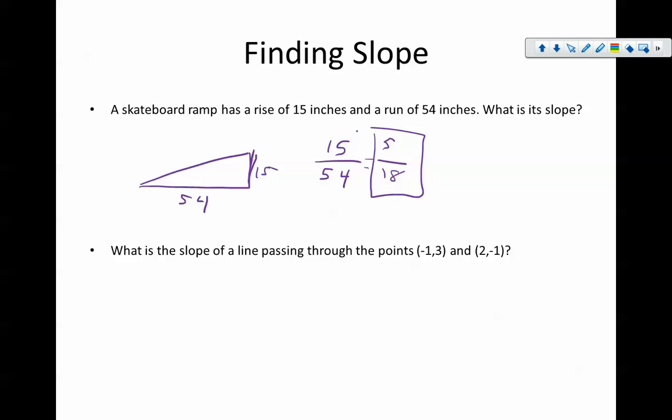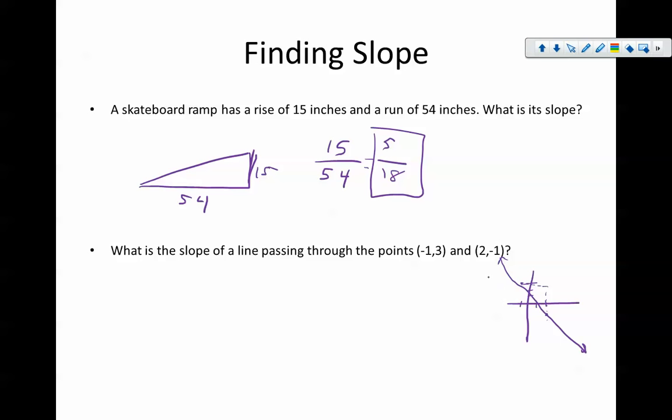We can also do slope out of context. What is the slope of a line passing through the points (-1, 3) and (2, -1)? We can see this on a graph if you just want to imagine: (2, -1) is right here, and (-1, 3) is up here. What's the slope for that line? We can draw that little triangle like we did on the last slide.